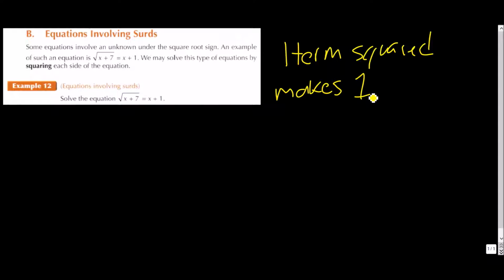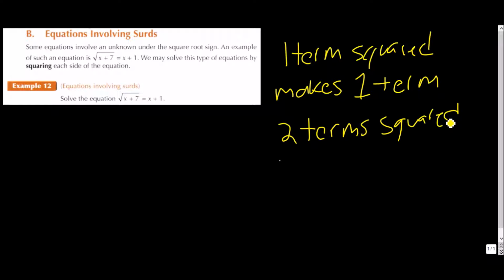Example 12 asks us to solve an equation involving a square root and normal terms. What I want you to understand is that if we have one term squared, it makes one term. Two terms squared makes at least 3, maybe 4 terms. Okay? So keep this in mind.